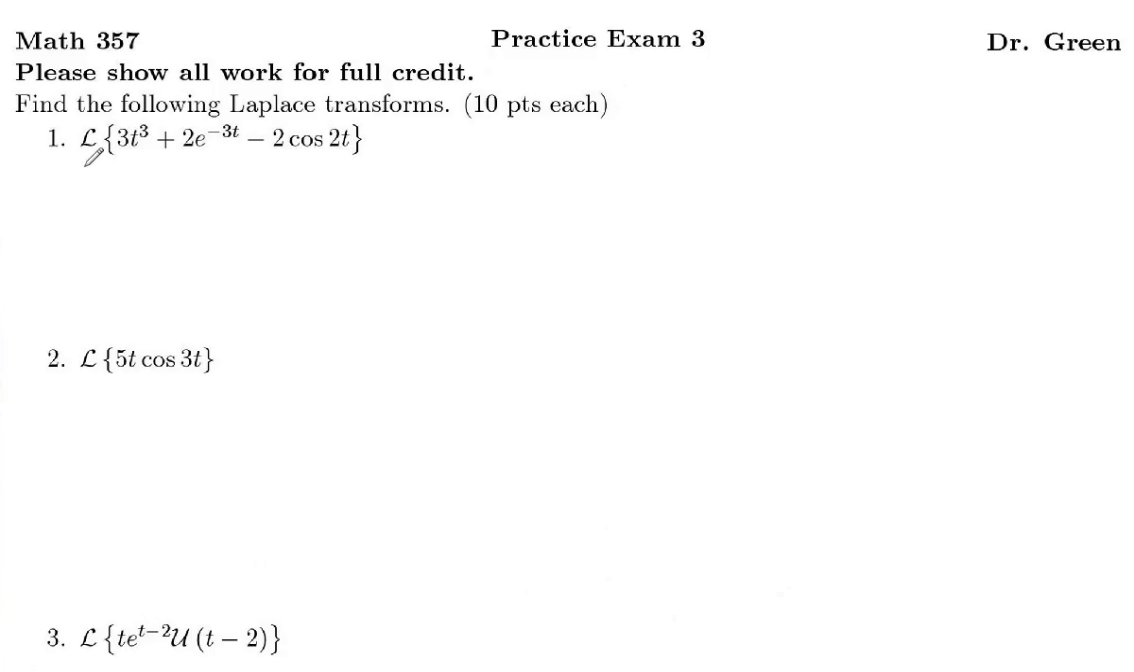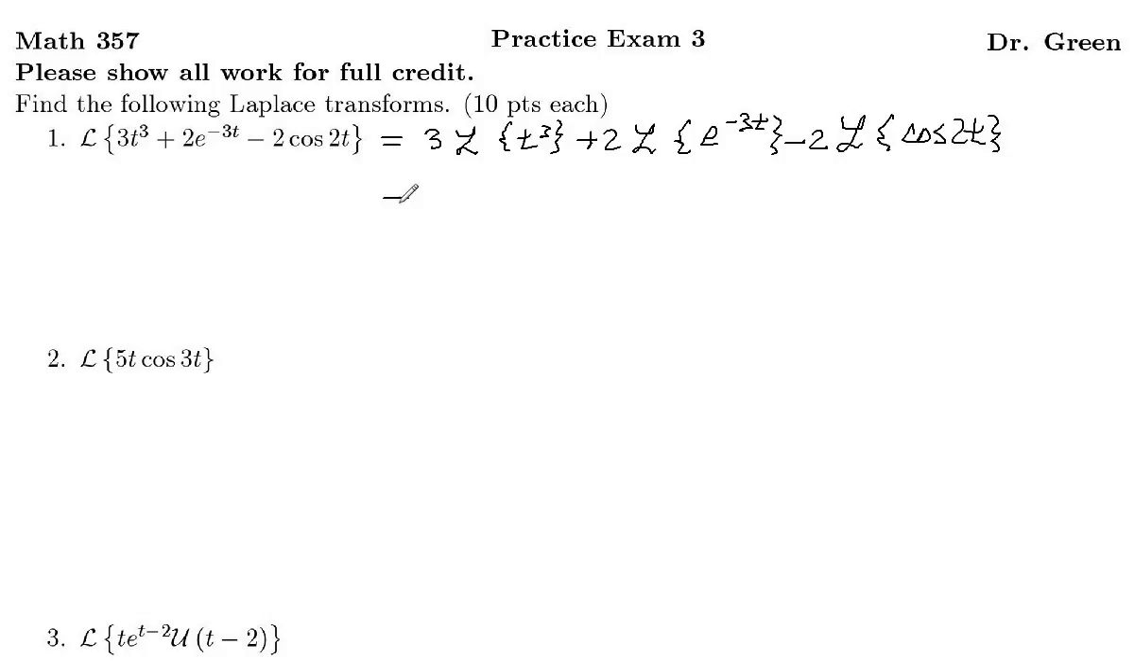First of all, we want to do the Laplace transform of 3t cubed plus 2e to the negative 3t minus 2 cosine 2t. Laplace transform is linear, so we can break this up, take the transform of each piece, and then factor out the constants. So this will be 3 times the Laplace transform of t cubed, plus 2 times the Laplace transform of e to the negative 3t, and minus 2 times the Laplace transform of cosine 2t.